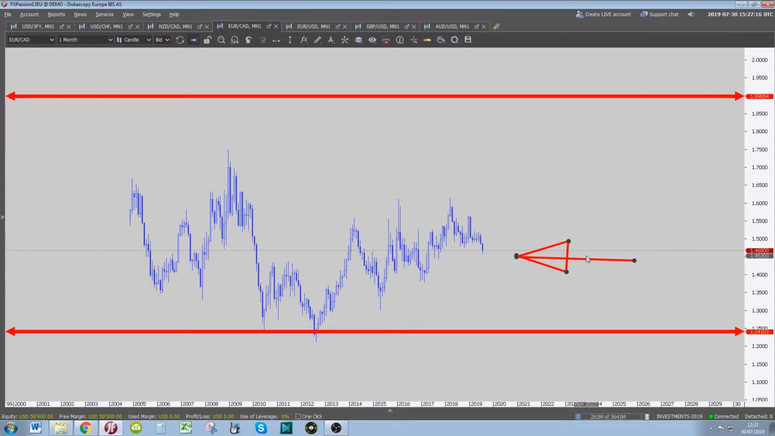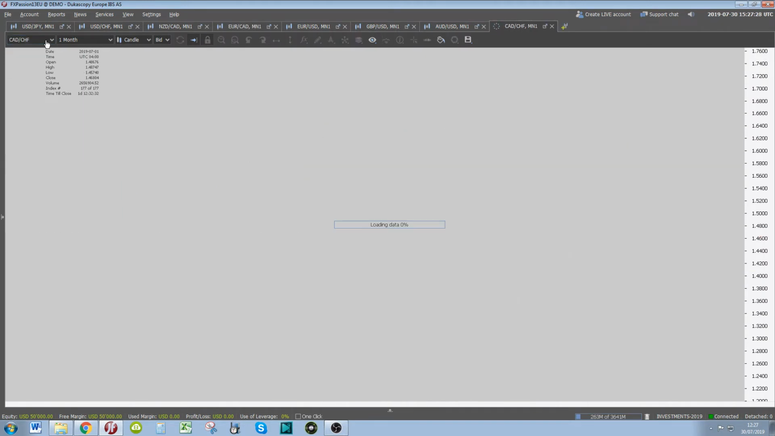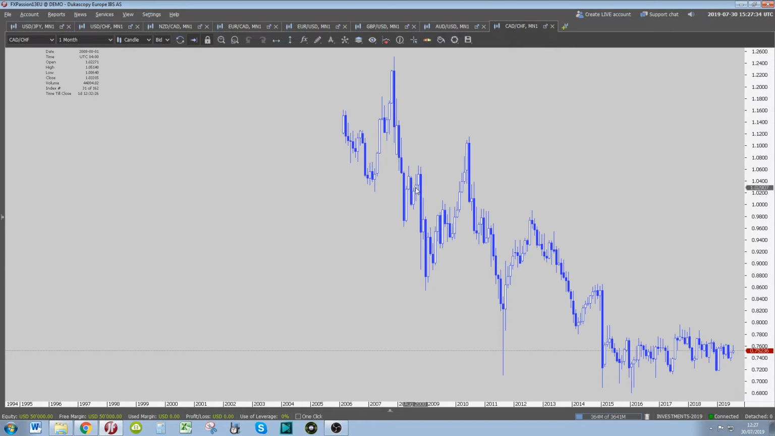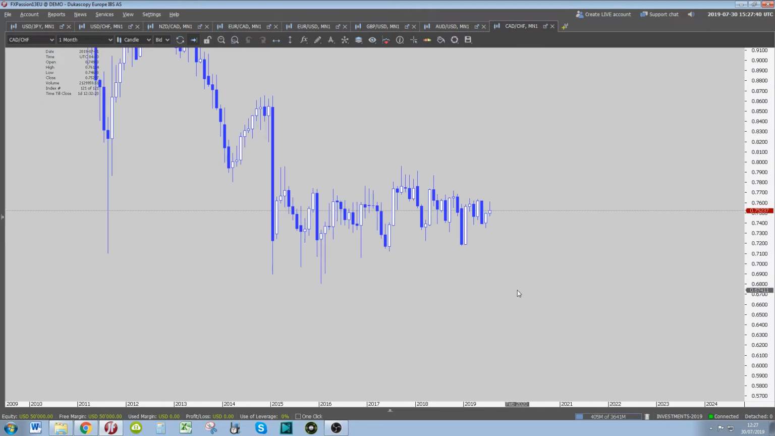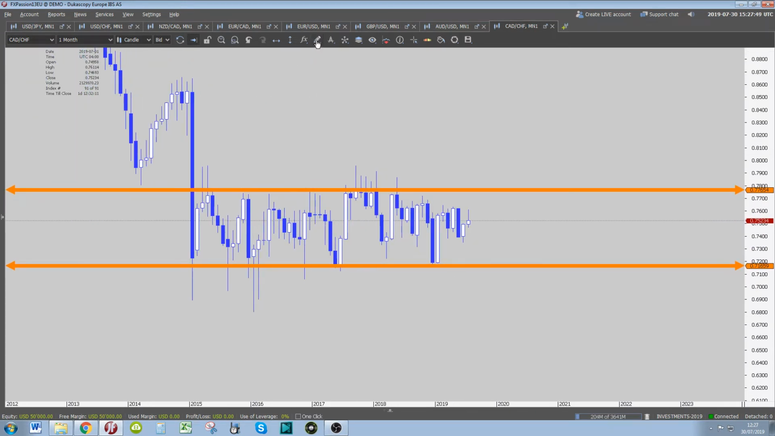So this exception can be applied to many pairs. I think it's only CAD CHF, MJ. Let me check CAD CHF for you. There you go, CAD CHF. USD CHF and CAD CHF are the two no-brainers. Like EUR CAD, the exception can be applied. I didn't check yet, but maybe.